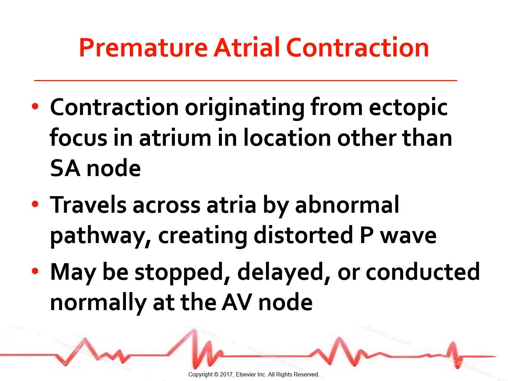So this slide just reinforces what I said. So there's some ectopic focus, so there's some cell within the atria that is becoming electrically charged, and that stimulates an electrical impulse that travels across the atria. And because that stimulus is coming from a different part of the atria other than the SA node, it creates this distorted P wave, or this P wave that doesn't look like the rest of them.